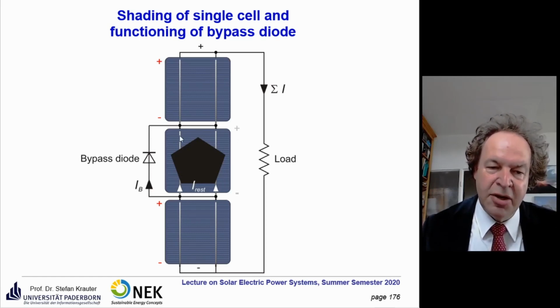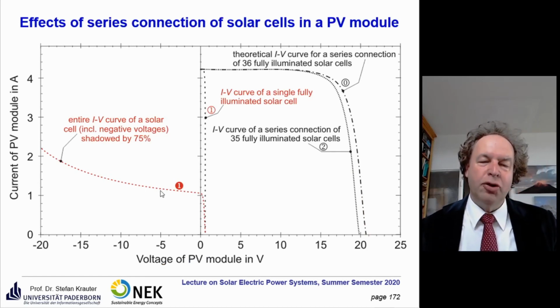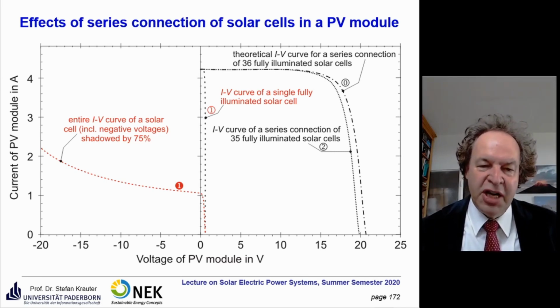Here it's not indicated, plus, minus, and plus here, and that's considered in the pictures before. So here we also have to consider the negative part. And what happens if we put all the IV curves together?